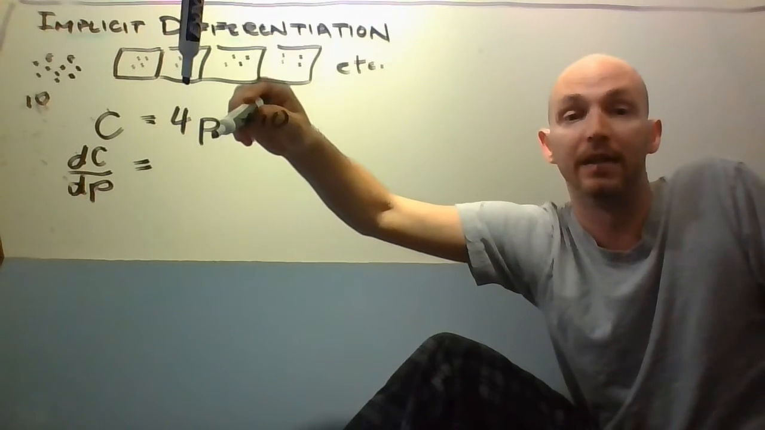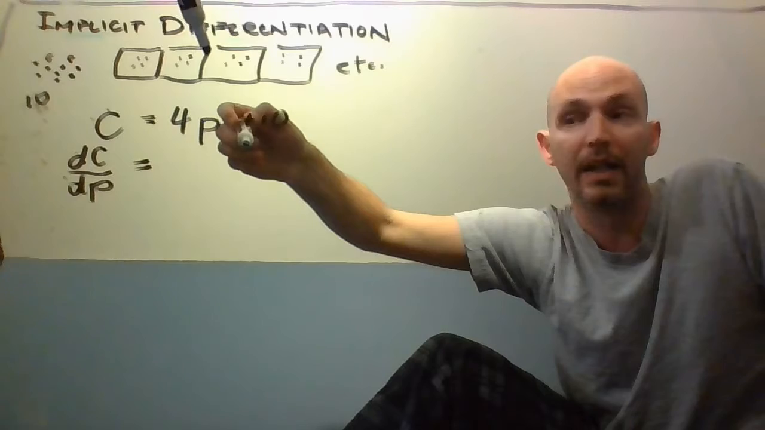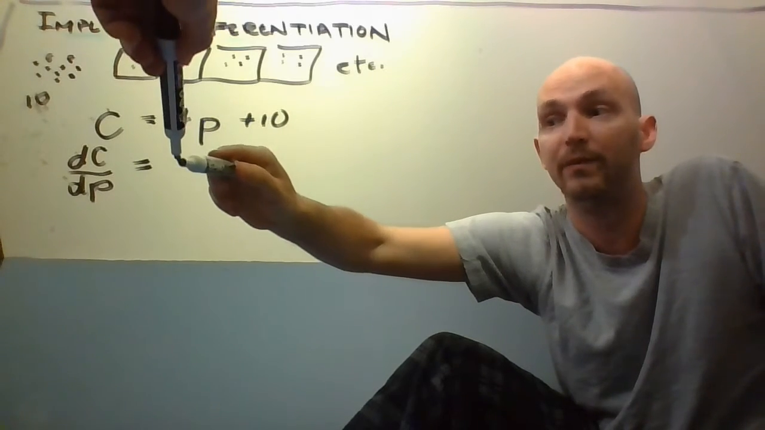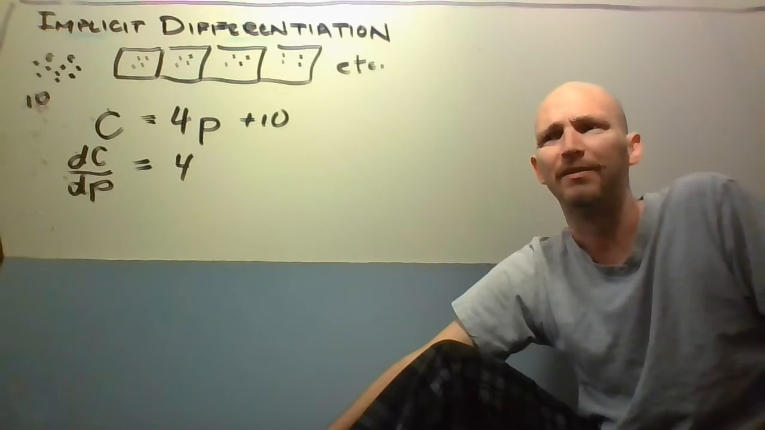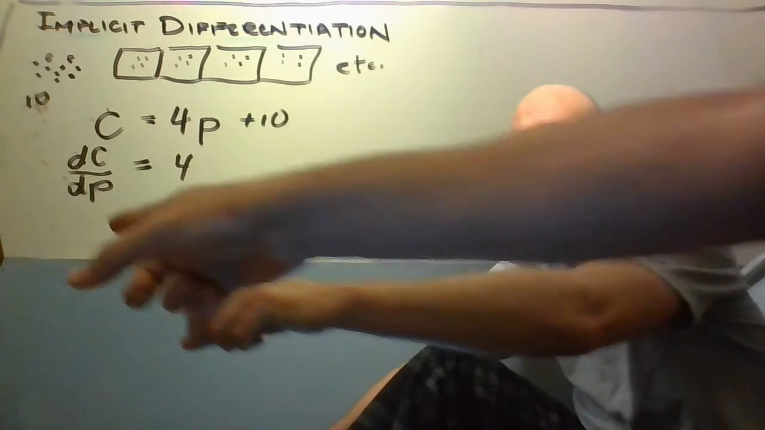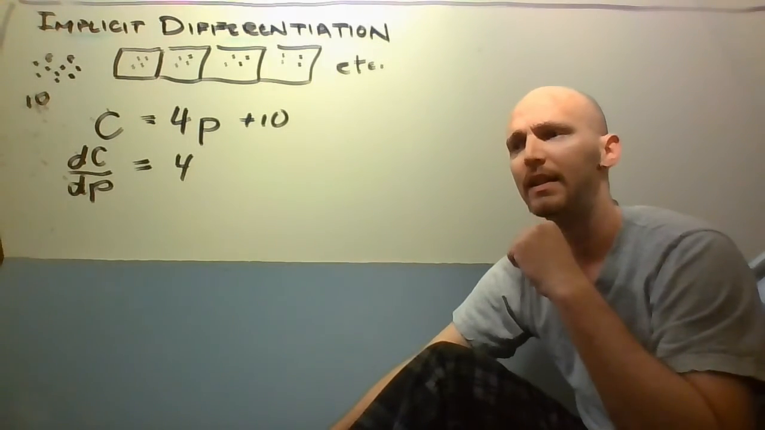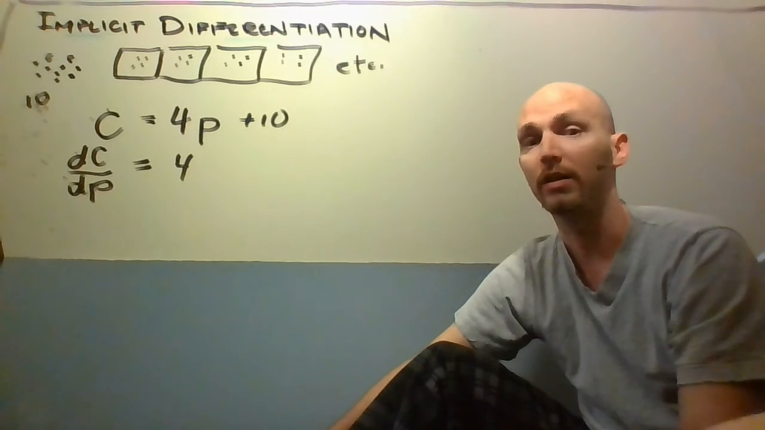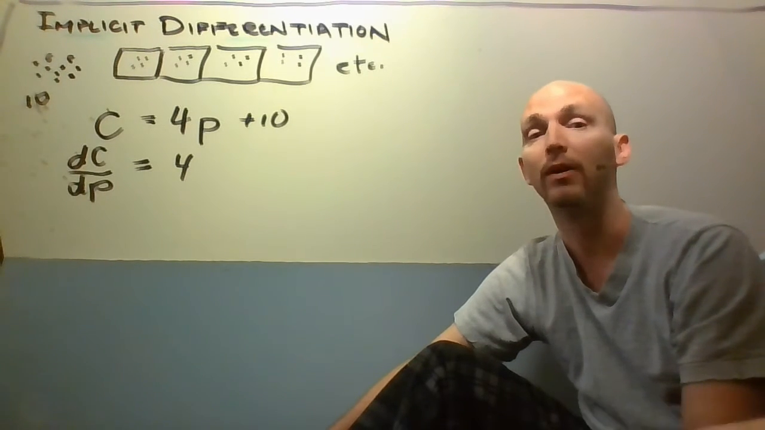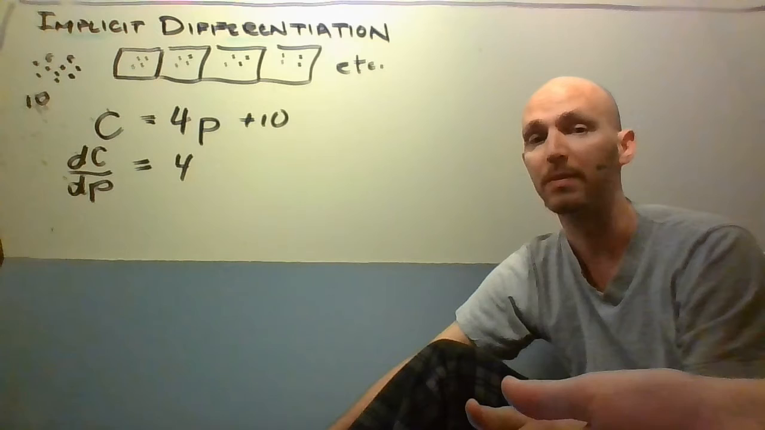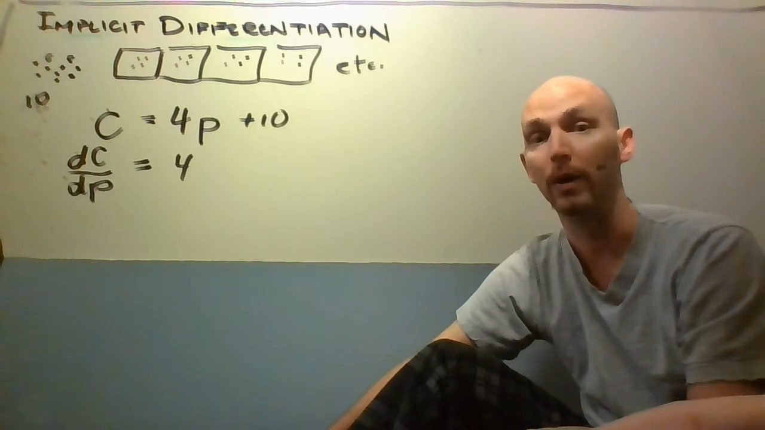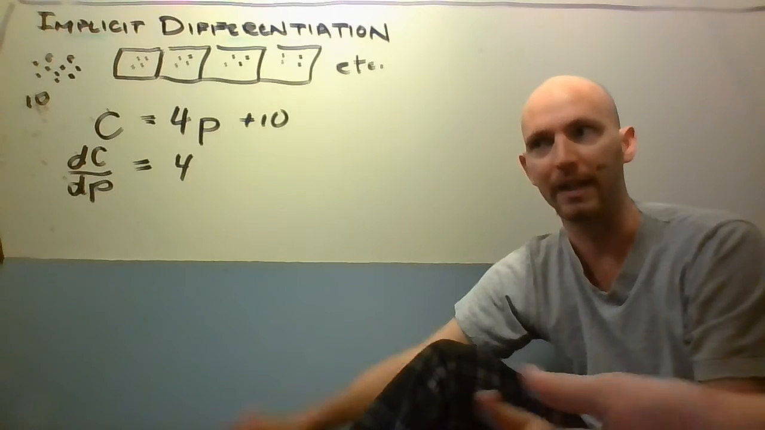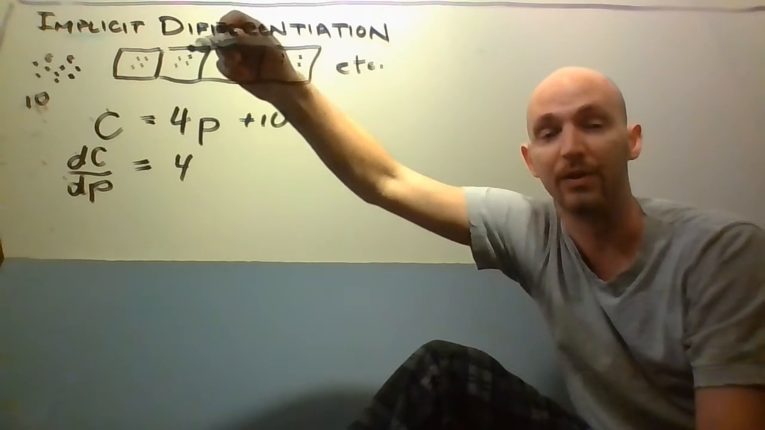And that's just a line. So the derivative is really trivial for that one. The derivative would just be 4. Now, you should already know that from the setup. This thing here says the change in the chocolates per panel. That's what dc by dp means. So the change in chocolates per panel is 4. Well, I mean, it's right there, right? There's 4 eggs on each of those panels.